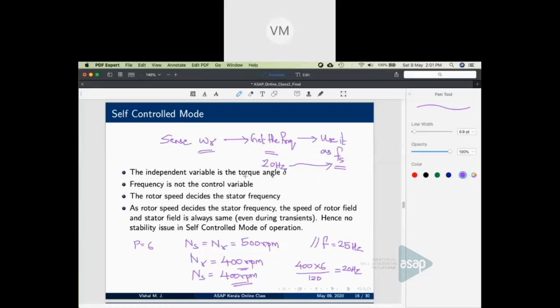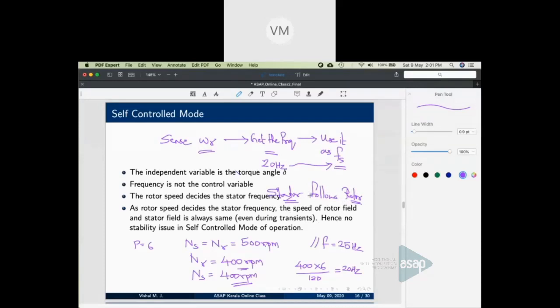So understand, in self-controlled mode, the stator follows the rotor. Not in terms of delta. What I'm saying is that the rotor speed decides the speed of the rotating magnetic field, not the other way around. Earlier, the RMF speed decided the rotor speed. Now it is just the inverse of that. The rotor speed decides the stator RMF speed.